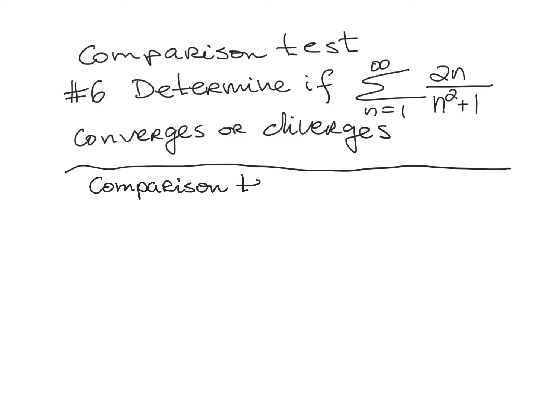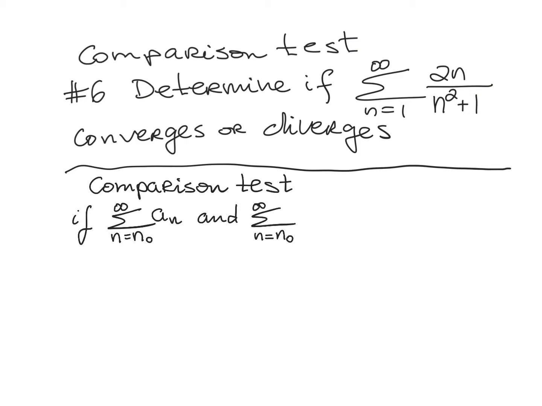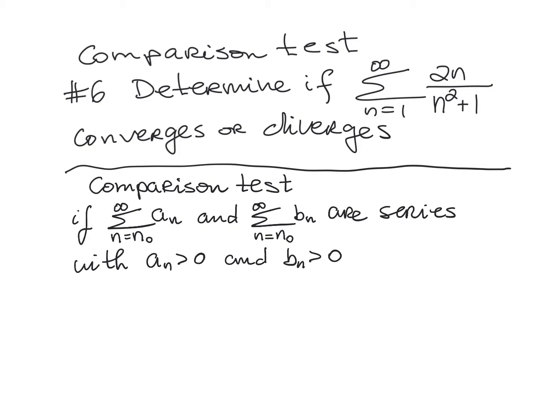Let me remind you of the part of the comparison test that we're going to use here to show that this series diverges. The setup is we have a series from n sub 0, which could be 1, could be 7, to infinity of a sub n, and the same for the sum from n equals n sub 0 to infinity of b sub n. The only thing we stipulate is that all the a n's and b n's are positive. So a n is positive and b n is positive, for all n starting at n sub 0.